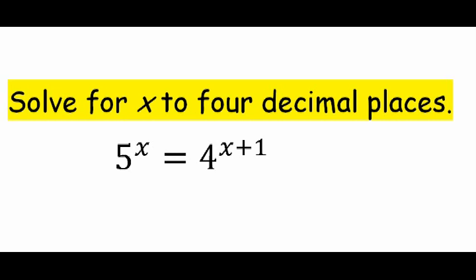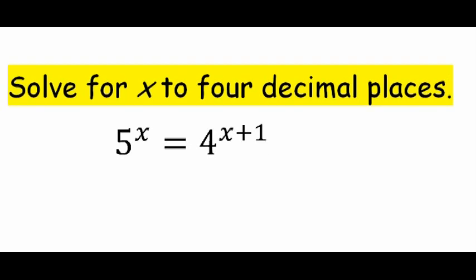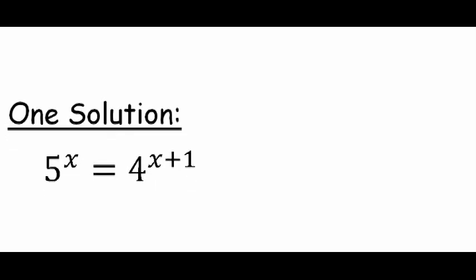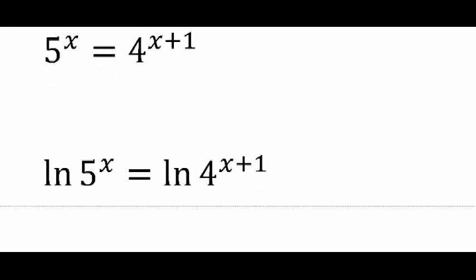Well, we have to make use of the idea of a logarithm. Let's take a look at a couple of approaches to this problem. Here's our first solution. We start with the original problem, and we take the logarithm of both sides. So the logarithm of 5 to the x equals the logarithm of 4 to the x plus 1.